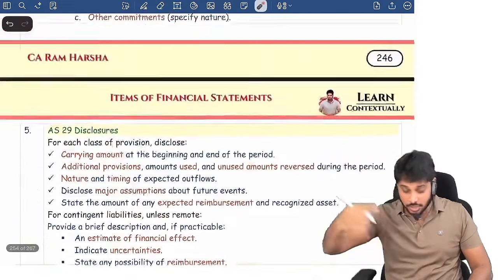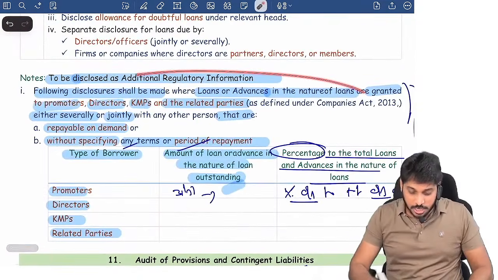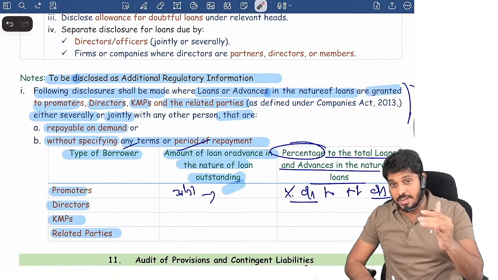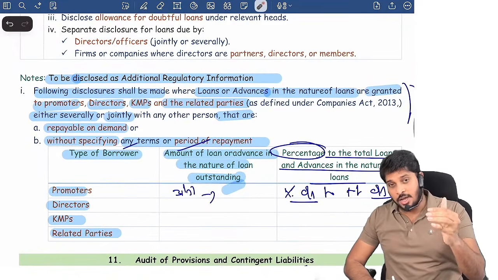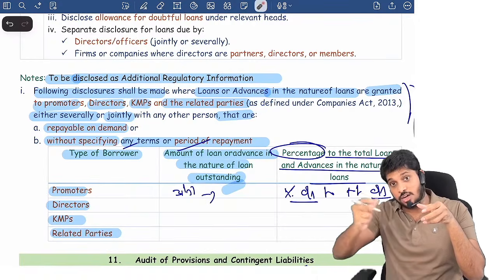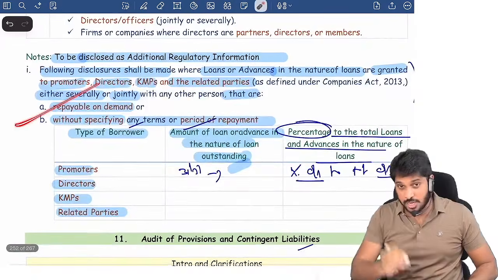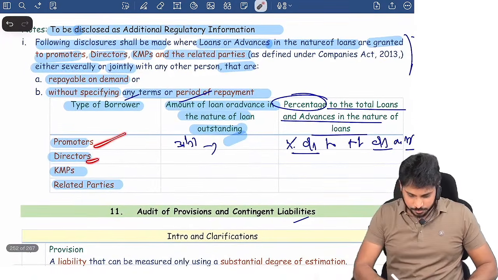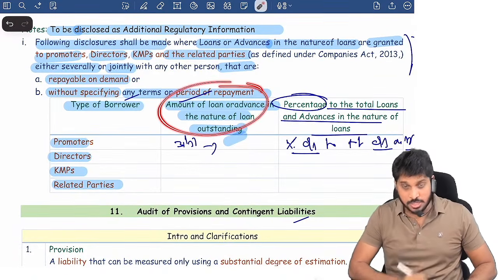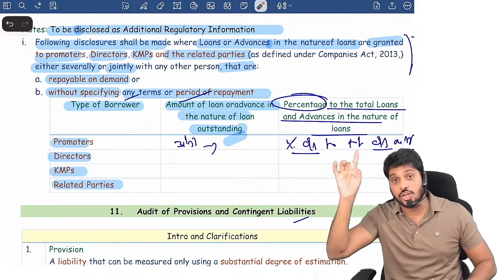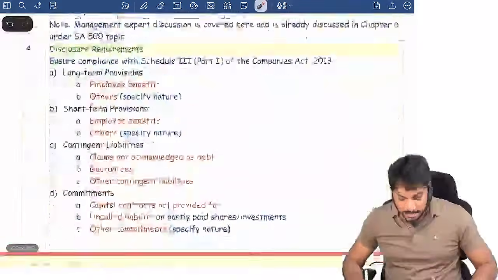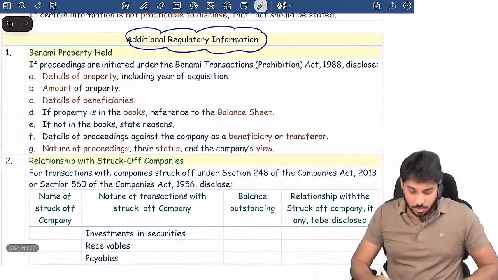Or in exam they can ask you, just now we finished loans repayable on demand, whether the company has given any loans to promoter, director, related party, either severally or jointly with somebody else, yes or no. Then which are repayable on demand, which are given without specifying terms of repayment. Then each person wise, how much amount is outstanding, what is its percentage to the total loans as on balance sheet date. The same way, now Benami transactions, what is it?